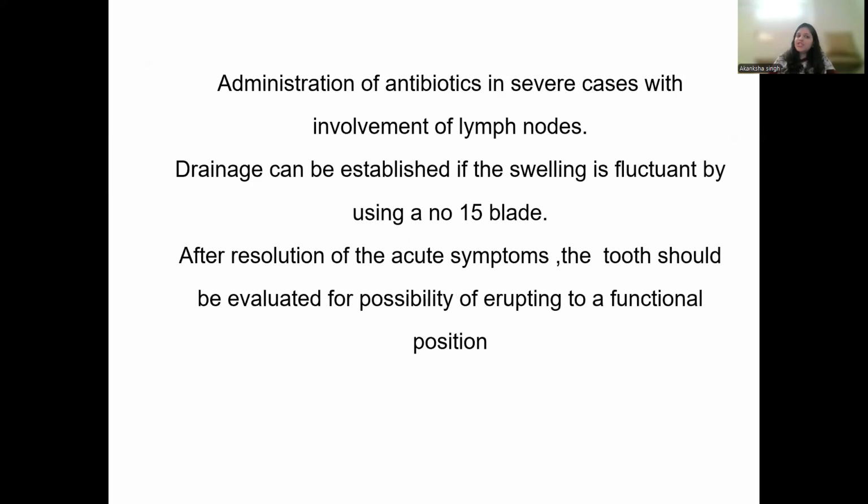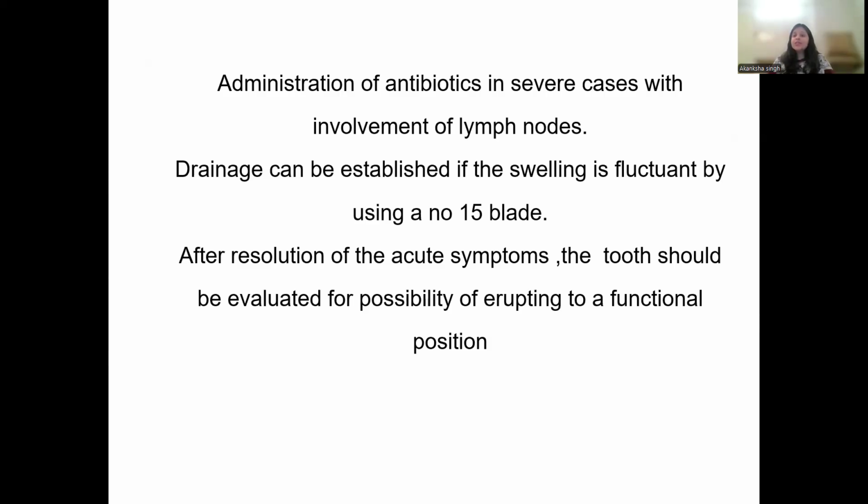Next, antibiotics should be prescribed in severe cases when the lymph nodes are also involved, because of severe pain and acute infection. Drainage can be established if swelling is fluctuant by using a number 15 blade. If there is immense swelling with fluid inside it, then drainage of that pus should be done. After resolution of the acute symptoms, the tooth should be evaluated for the possibility of erupting.